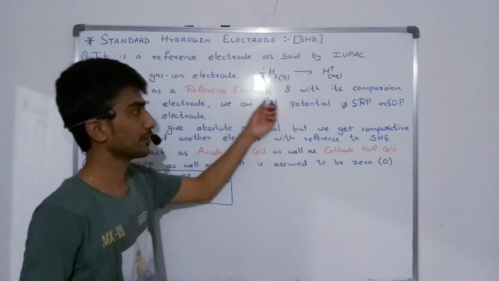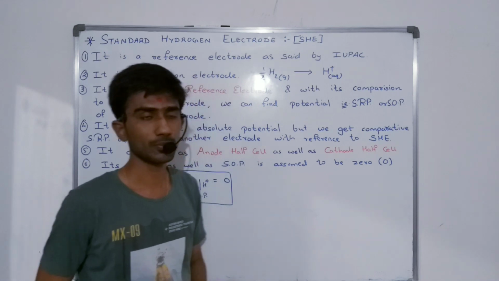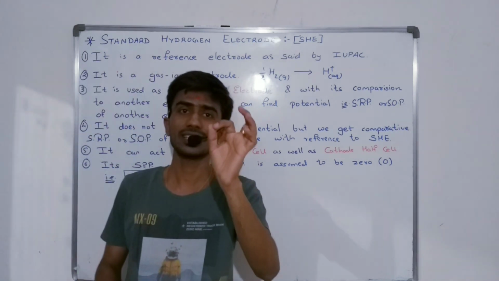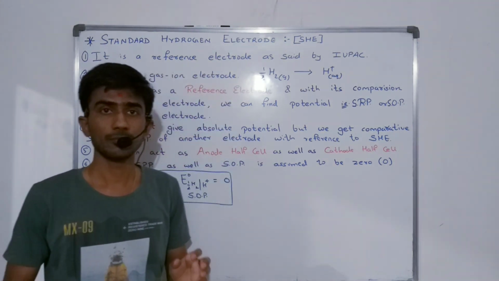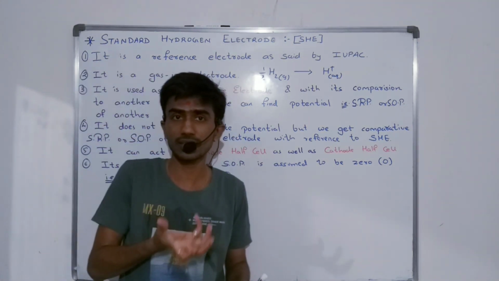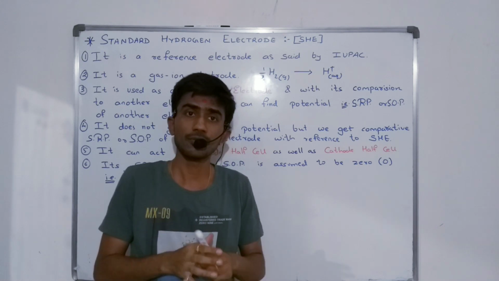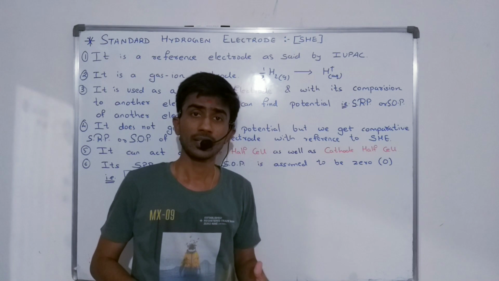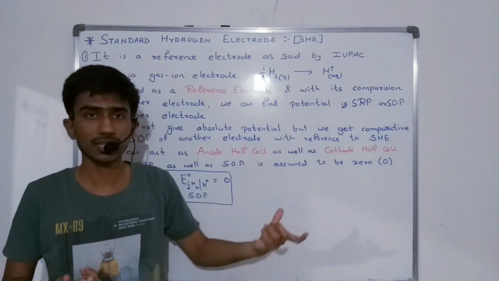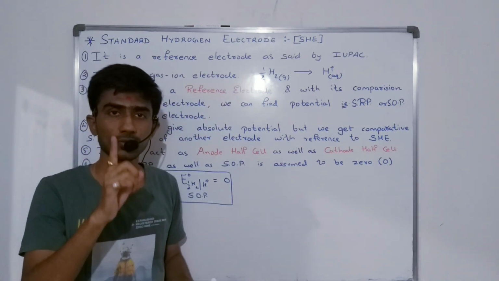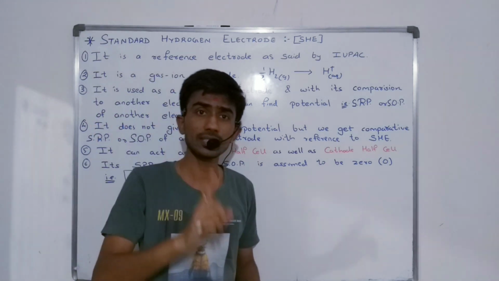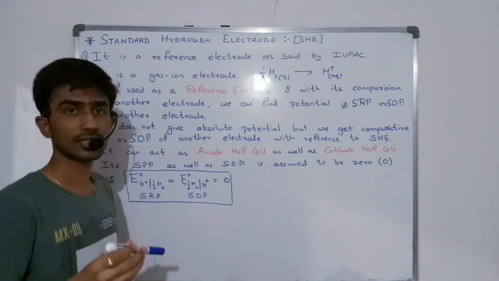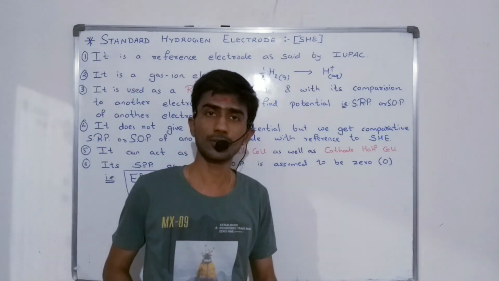Now, as said by IUPAC, the standard reduction potential of the hydrogen electrode is assumed to be 0. Why? Because with the reference of this hydrogen electrode, we are going to get the value of the standard reduction potential of another electrode. That means out of both the electrodes, one of the electrodes should have some value, and that's why IUPAC said let us assume the standard reduction potential as well as the standard oxidation potential of hydrogen to be 0.